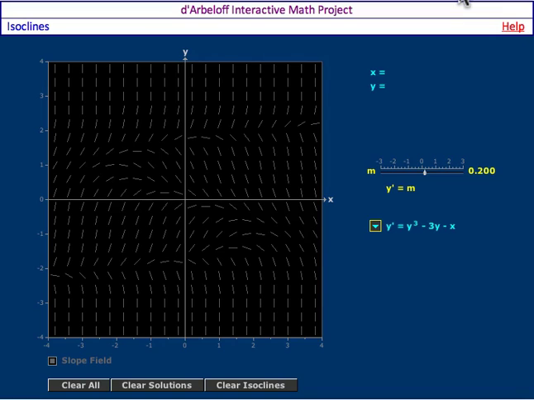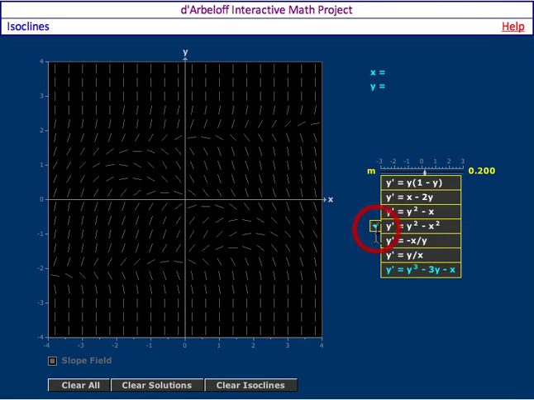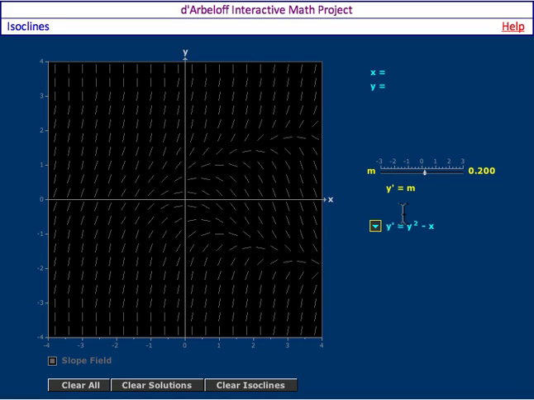The Isoclines applet lets us explore graphs of solutions of differential equations using direction fields and isoclines. The first thing to do is to choose an equation from the pull-down menu here. And for this demonstration, I will choose the differential equation y prime equals y squared minus x. In the window at left, you can see the direction or slope field drawn. This is a representation of the differential equation.